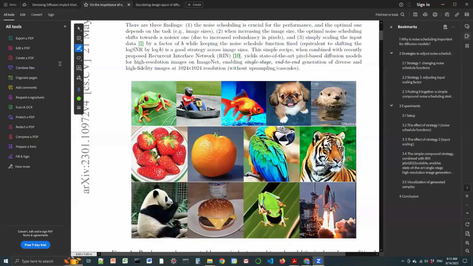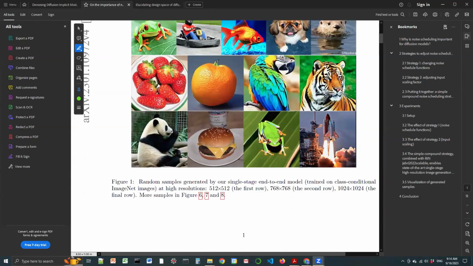Let me share my screen again with the PDF. Let me know when you can see it. We can see it.